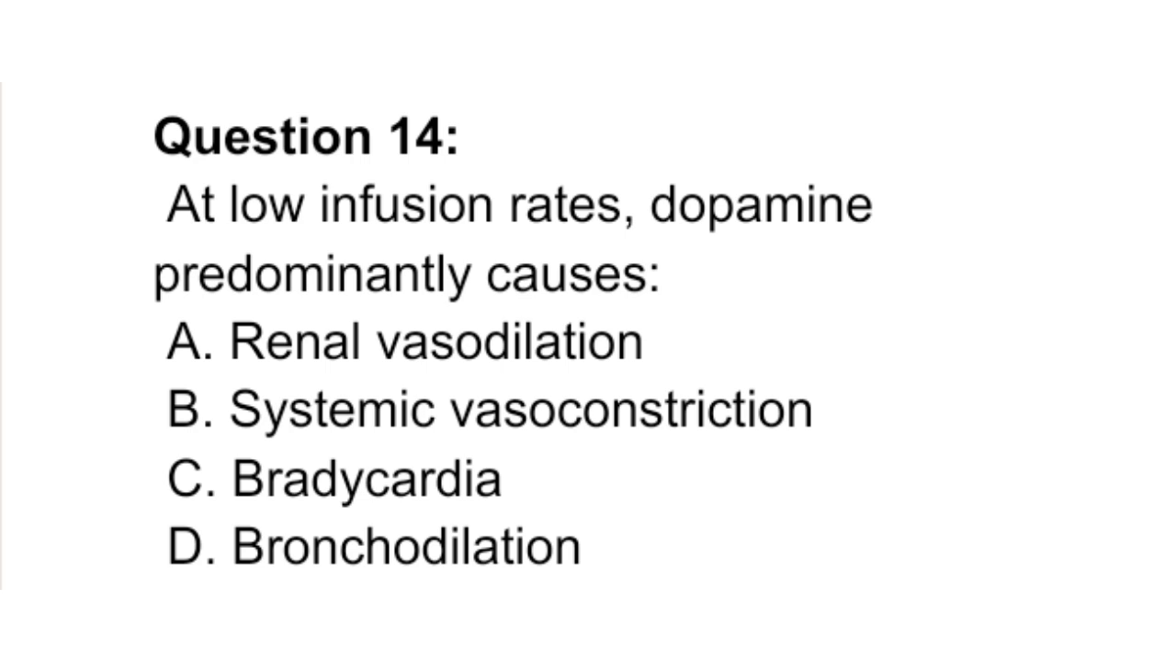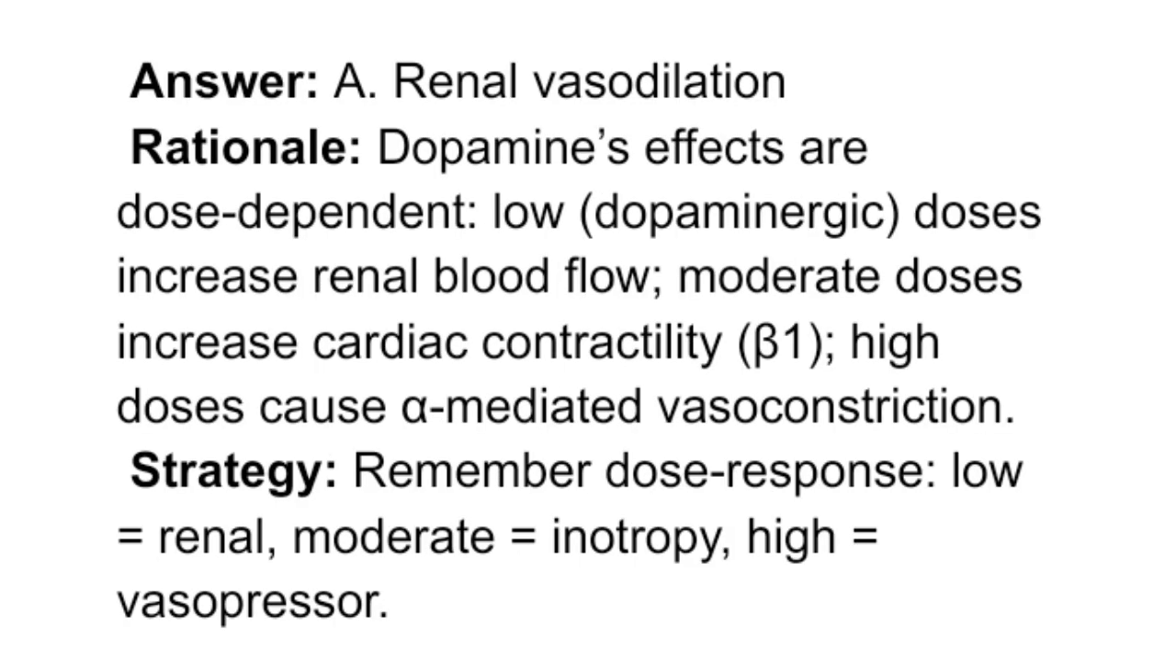Question 14. At low infusion rates, dopamine predominantly causes: A. Renal vasodilation. B. Systemic vasoconstriction. C. Bradycardia. D. Bronchodilation. Answer: A. Renal vasodilation. Rationale: dopamine's effects are dose-dependent.